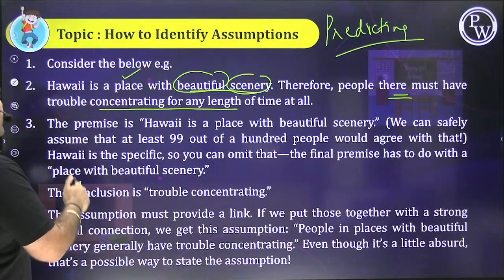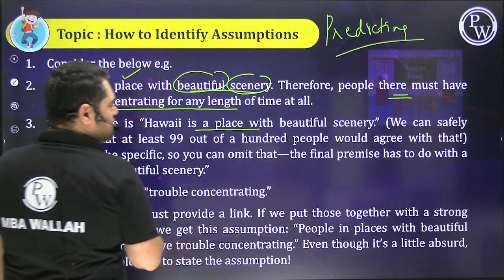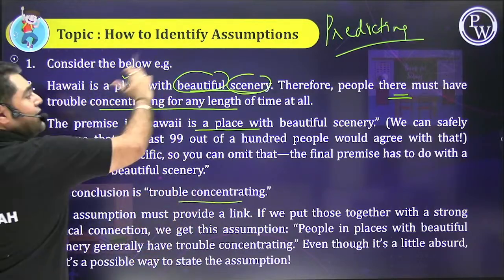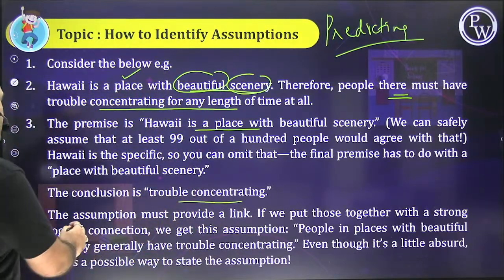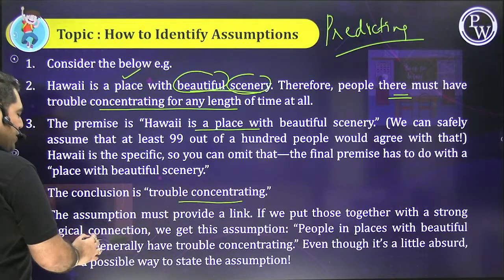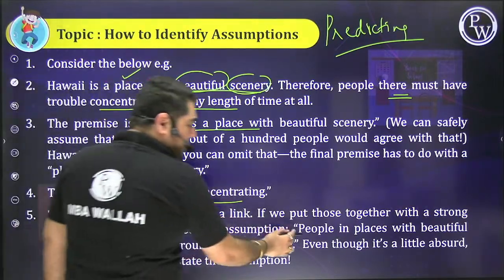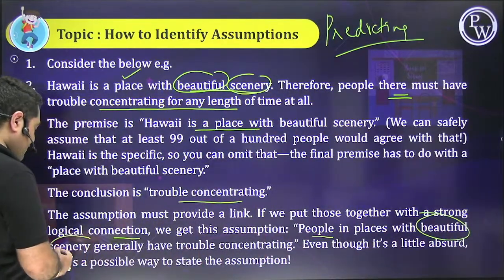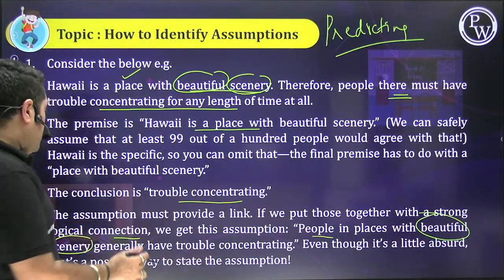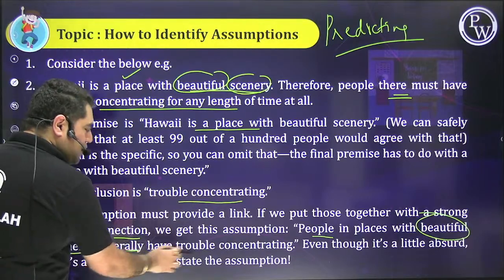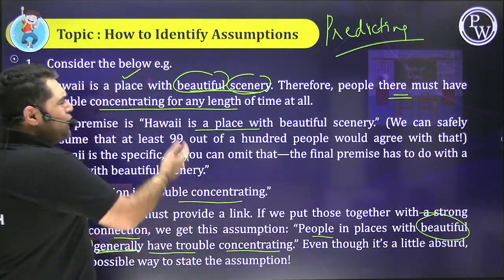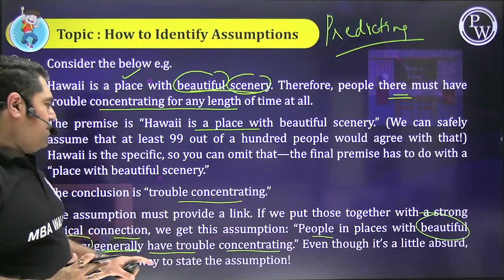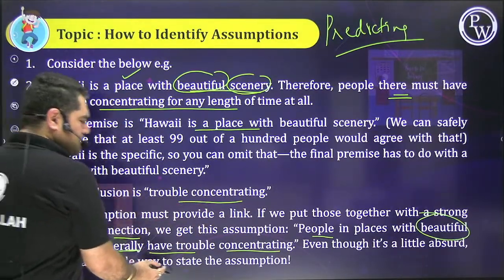Now see. So premise is Hawaii is a place with beautiful scenery. We can safely assume that. Conclusion is trouble concentrating because this leads to that. So people, what is the assumption? So 100% the logical connection will be people in places with a beautiful scenery generally have trouble concentrating. Dekho beta, keyword same to same, don't change it. And you can say at any length and time at all, but concentrating is important. So keywords, stick to the keywords. Even though it's a little absurd, it's a possible way to state the assumption.